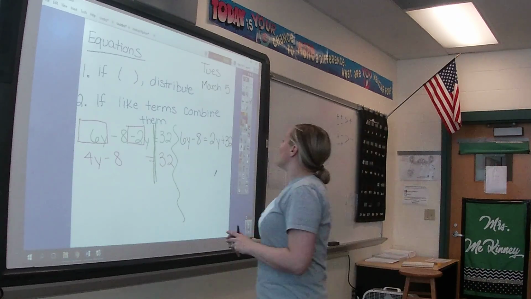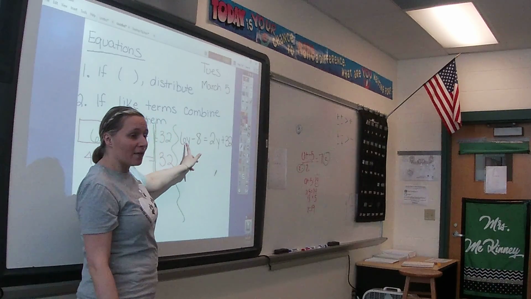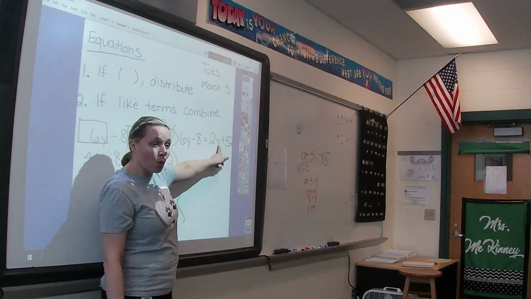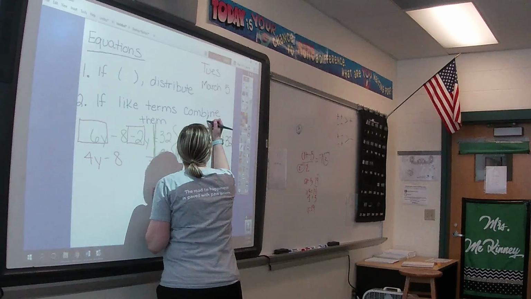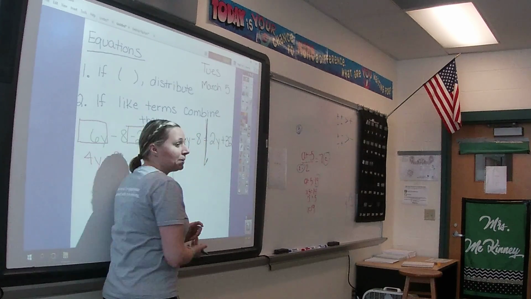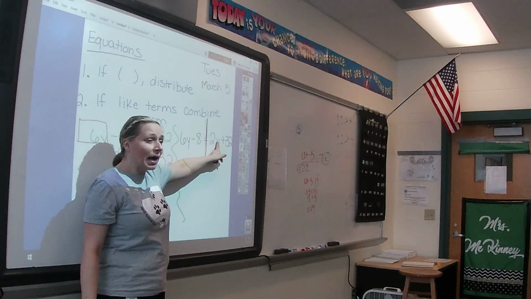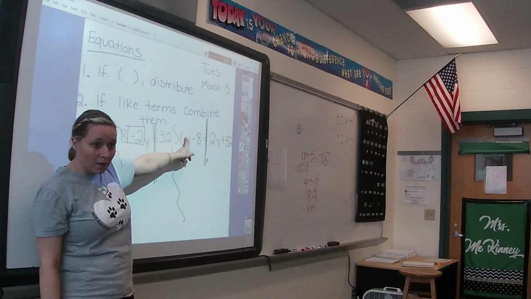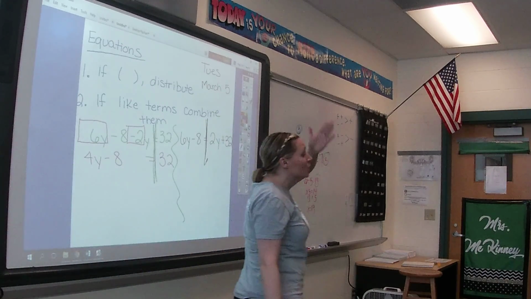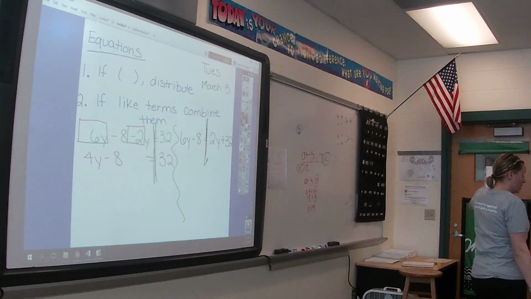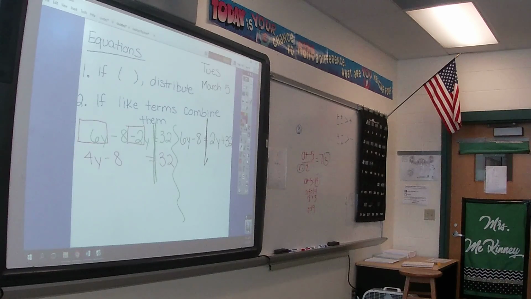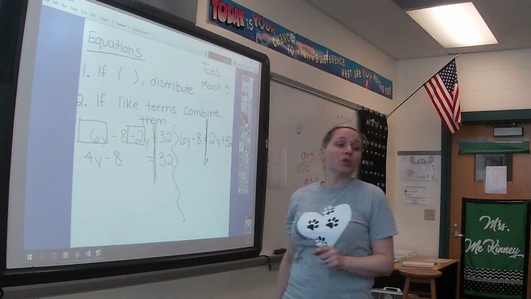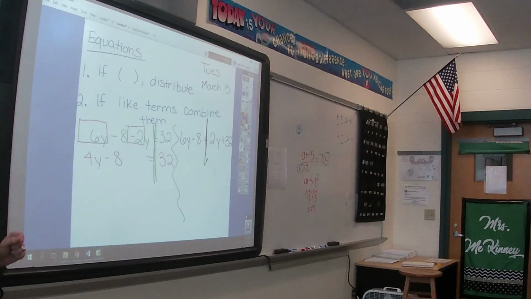But if we look at this, do we agree that we have a y here and we have a y here? But now when I look at my equal sign, this y is to the right and this y is to the left. Those y's have an equal sign in between them. They are on opposite sides of the equal sign. So to get those y's together, we are going to have to use the opposite sign to get them together.